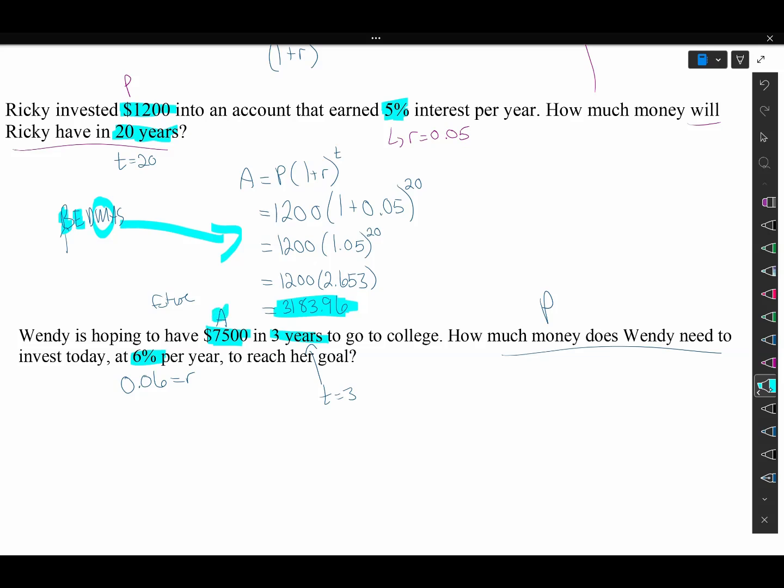Well, we have our A value, that's our future value. We know we need that much. And what we're trying to find is the P value. That is the present value. That's the principal value. That's the initial amount that gets invested.